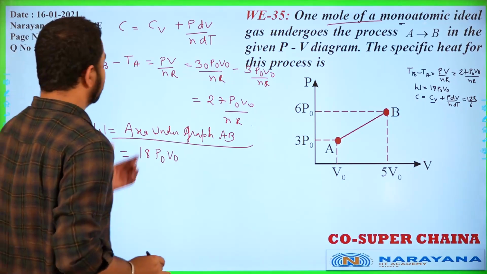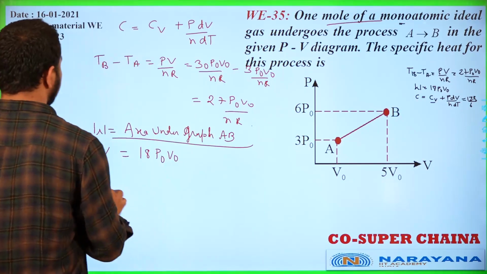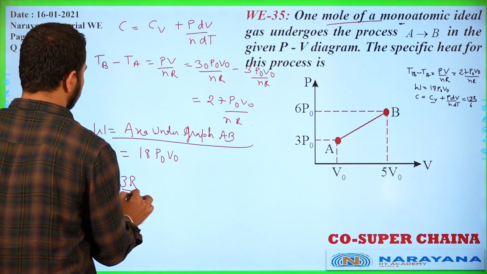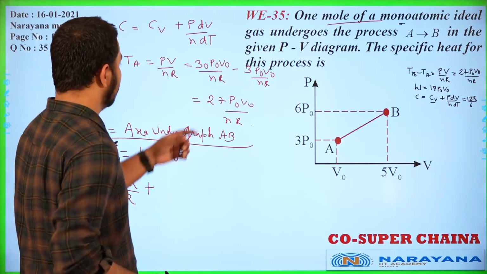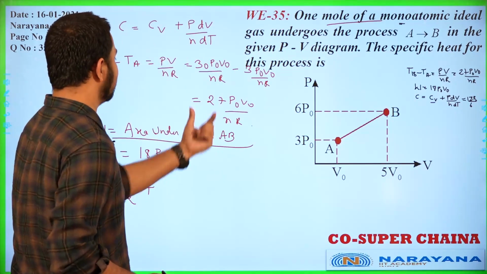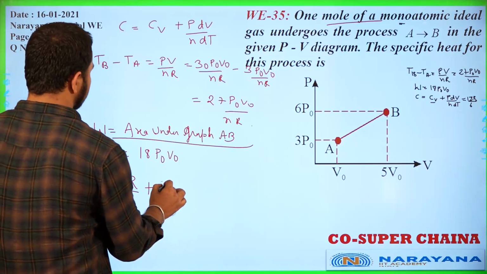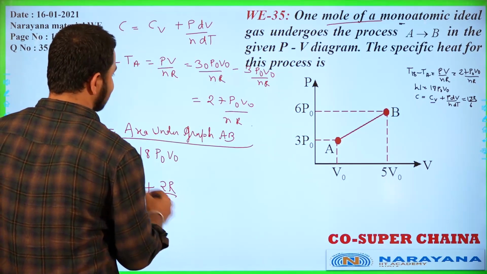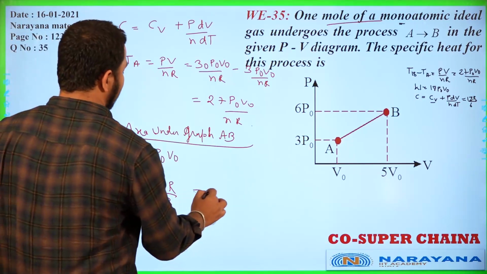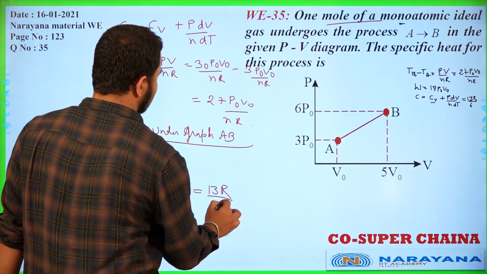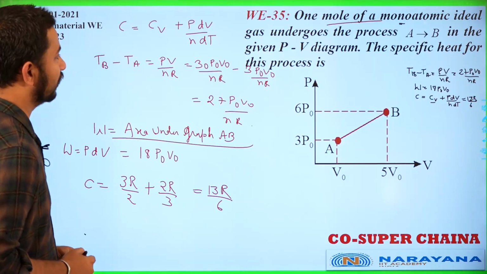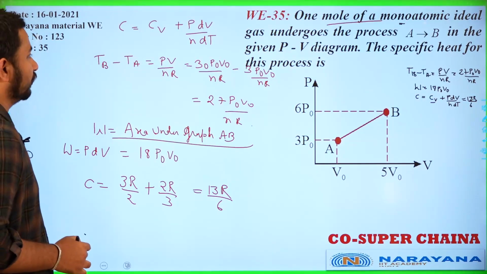Now we need to just substitute in this equation CV. For this it will be a diatomic gas, so it will be 3R by 2. If we simplify this, plugging in the PdV and ndT values, we are getting 2R by 3 for the whole thing. Simplifying this, we get the answer as 13R by 6, and that will be the required answer for this question, student. So this is how we have to proceed on this part.